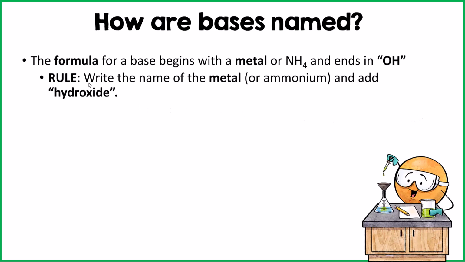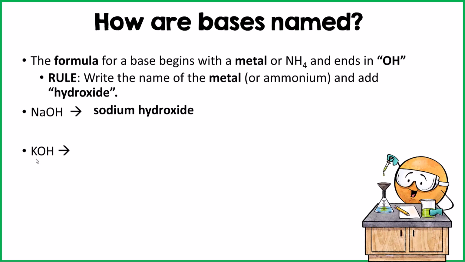So the rule is that you write the name of the metal or ammonium ion and add hydroxide to the end, which is the OH. So very simple here. We have sodium and then we have a hydroxide ion. This base is sodium hydroxide.